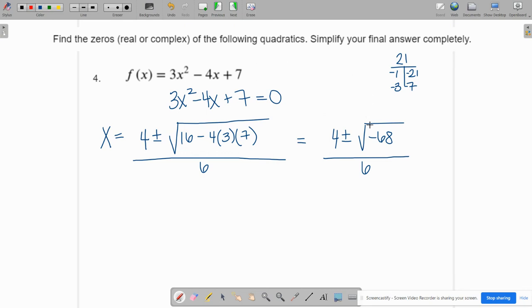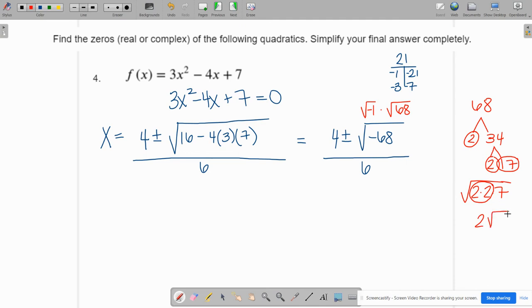So again, I would be thinking of the square root of negative 68. I would do negative 1 times positive 68. If we do the prime factorization of 68, 68 divided by 2 is 34. 34 divided by 2 is 17. And 17 is prime, so that can't go any further. So we could think of the square root of 68 as 2 times 2 times 17. The square root of 2 squared is 2, so this is going to be root 17. That's a 17, not a 7.